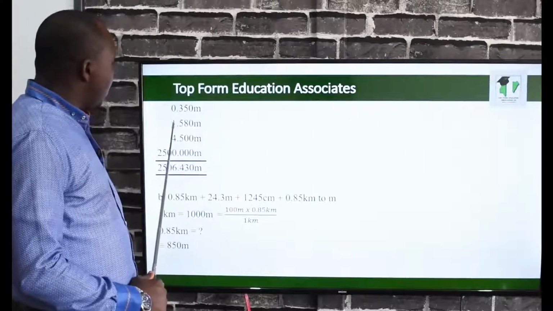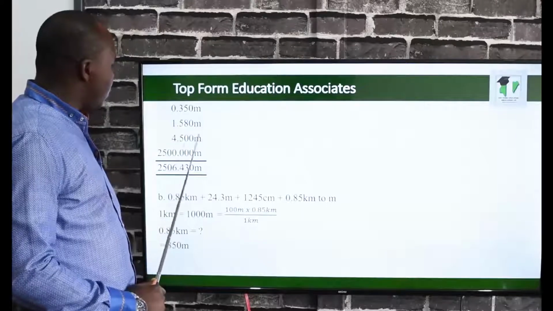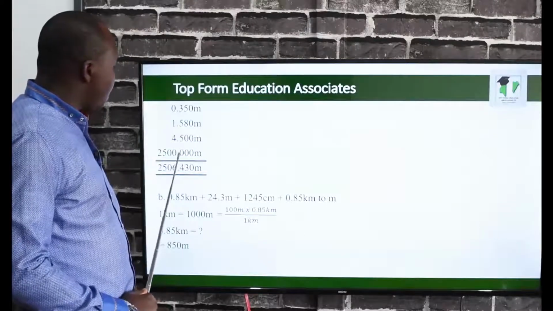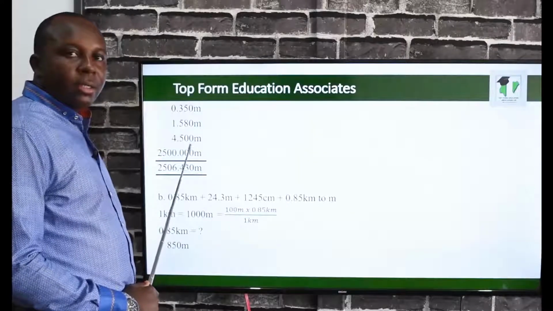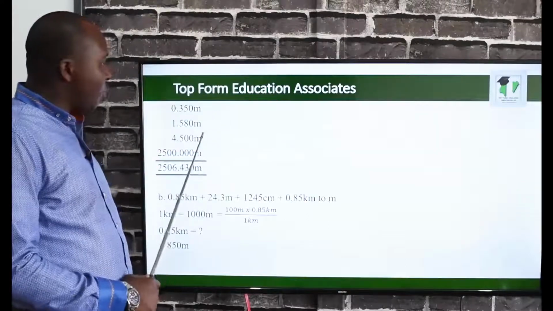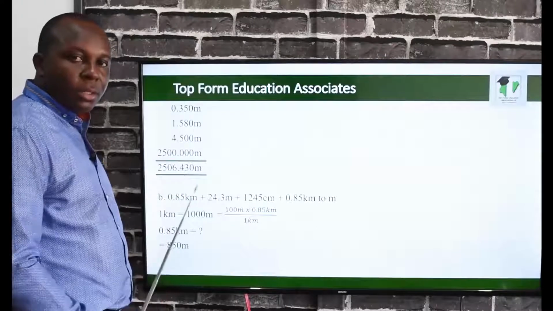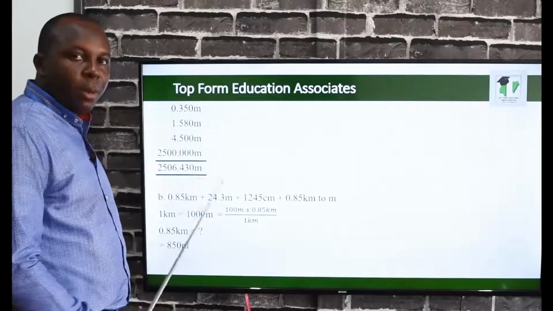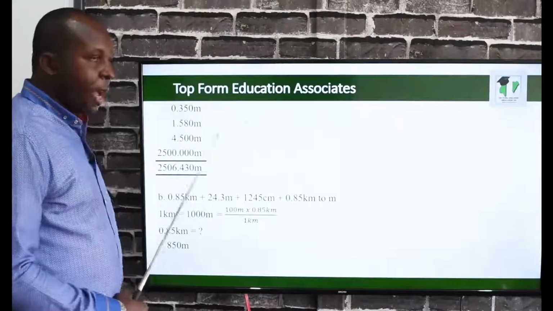0.350 meter, 1.580 meter, 4.500 meter, 2,500.00 meter. You see, we add these zeros in order to make up the number of digits for the numbers we have, so that the decimal point will be on the vertical line, like we used to do under the decimal numbers.